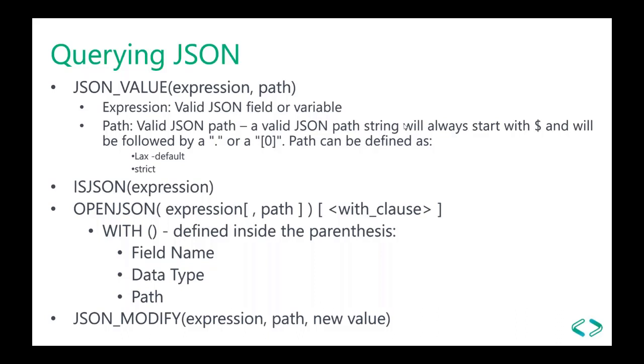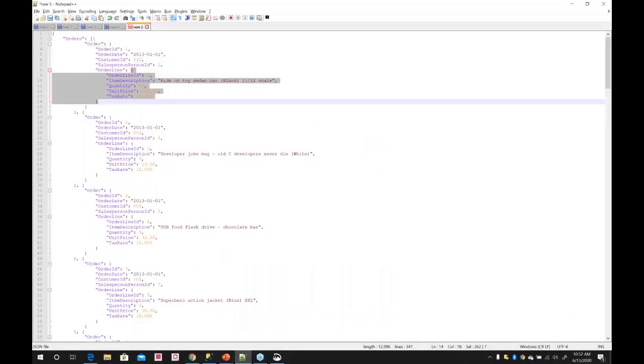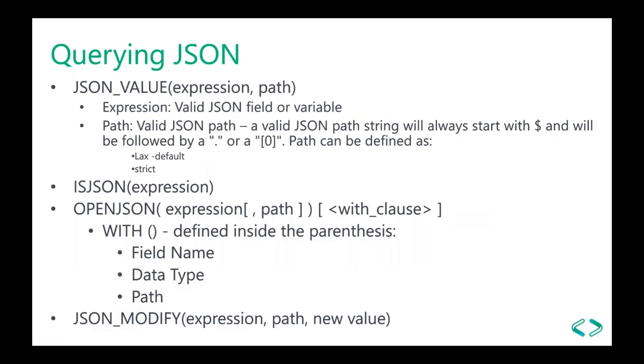So OpenJSON is how you would extract a data set. If your JSON variable contains something like this and you want to query it and you want to actually return something that looks like a data set from a table, you're going to use OpenJSON. And OpenJSON will always contain expression because you want to know what you're actually pulling out from where. And path is optional. So if you don't specify the path, it's just going to go to your root path and it's going to give you everything.